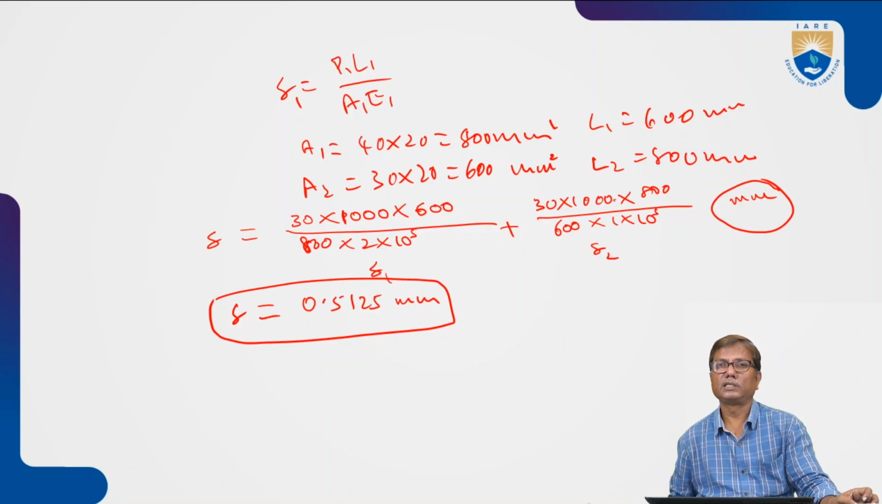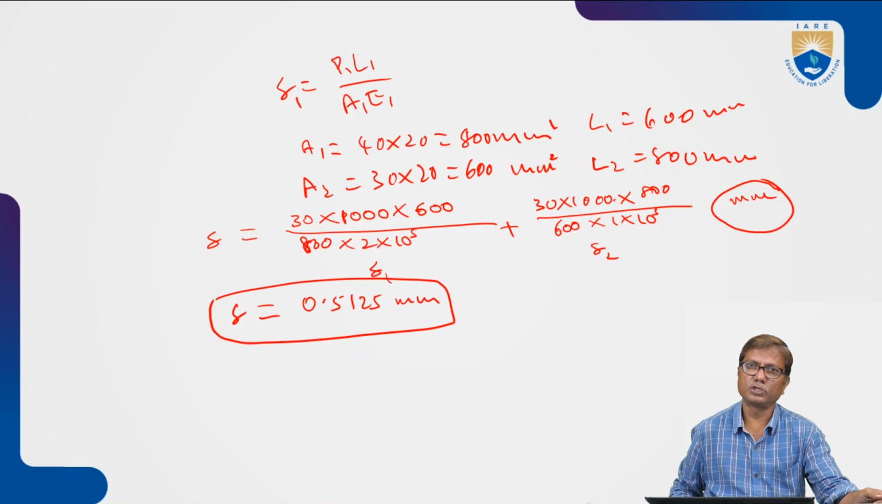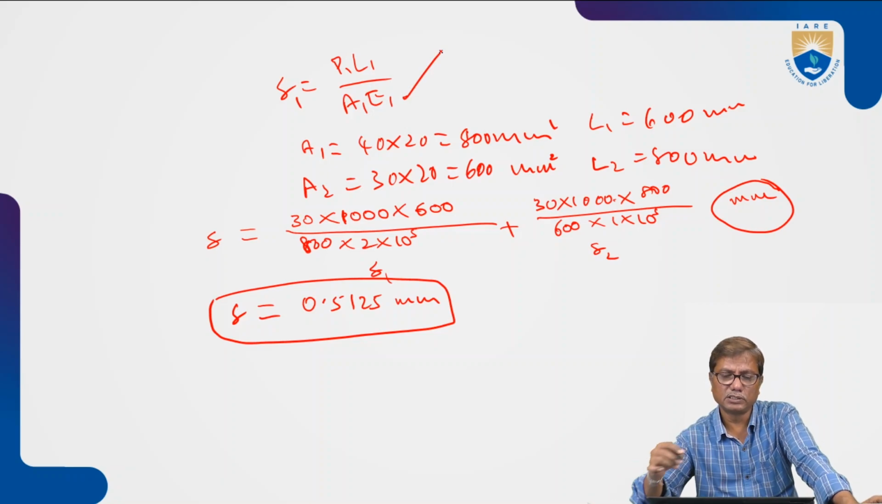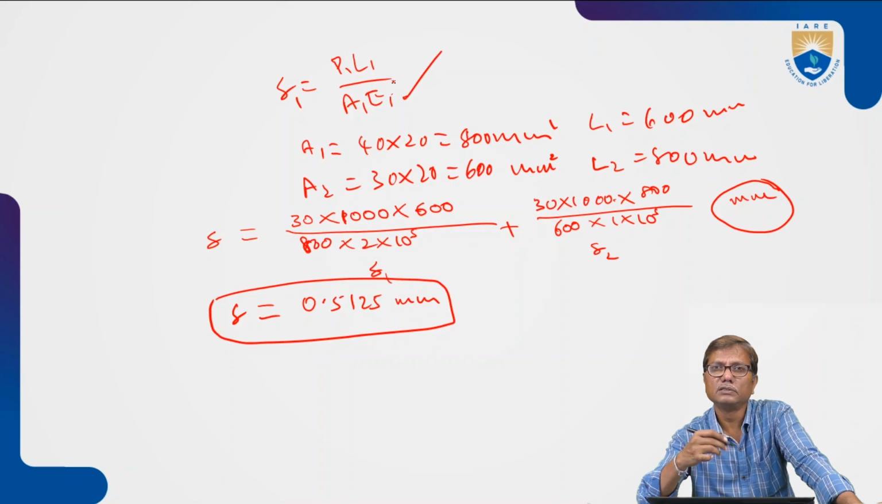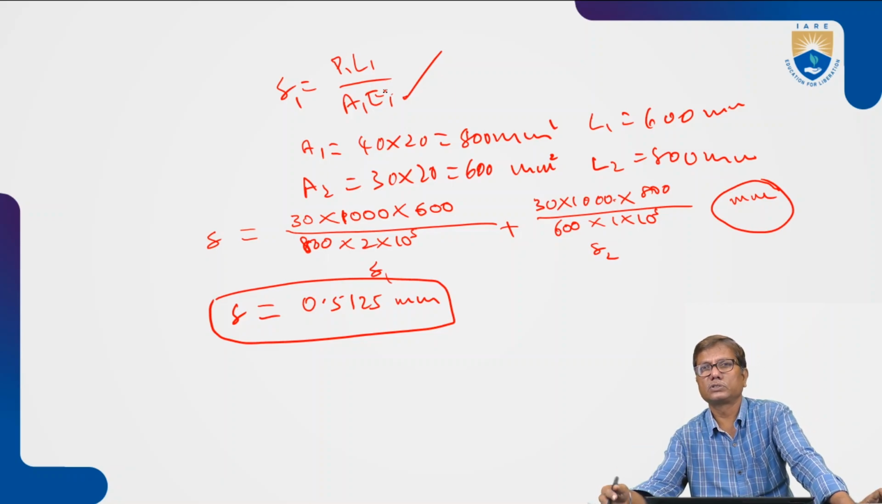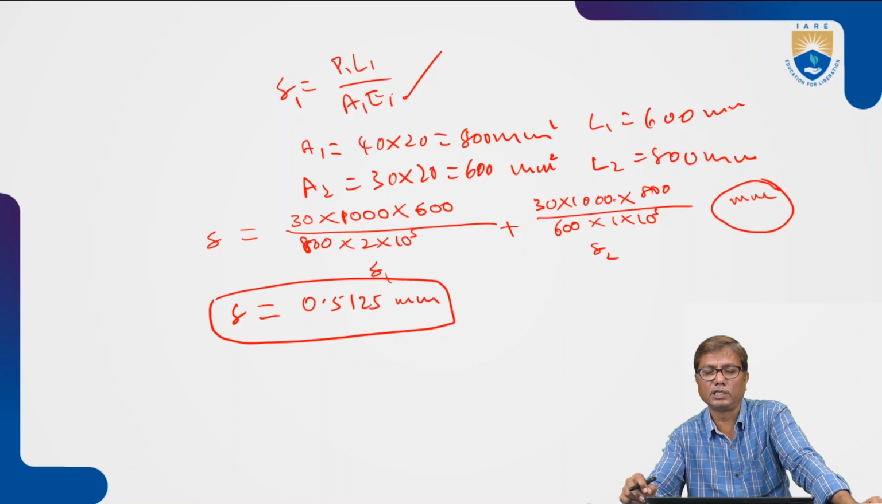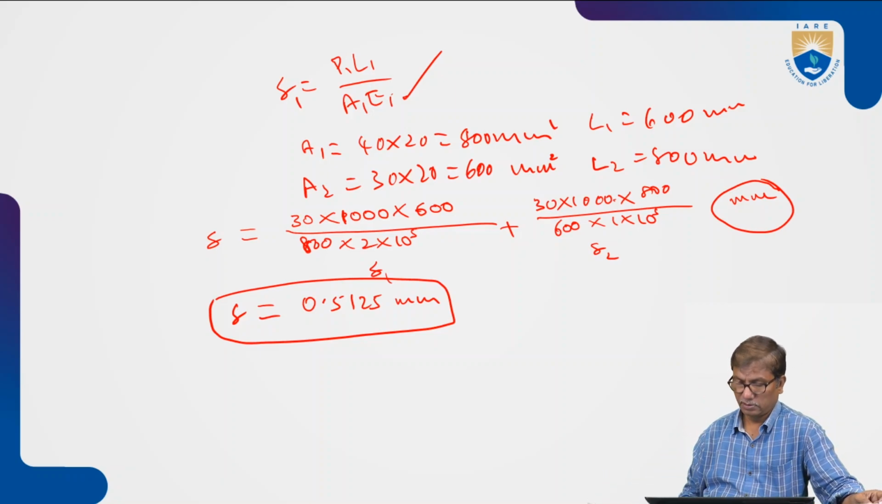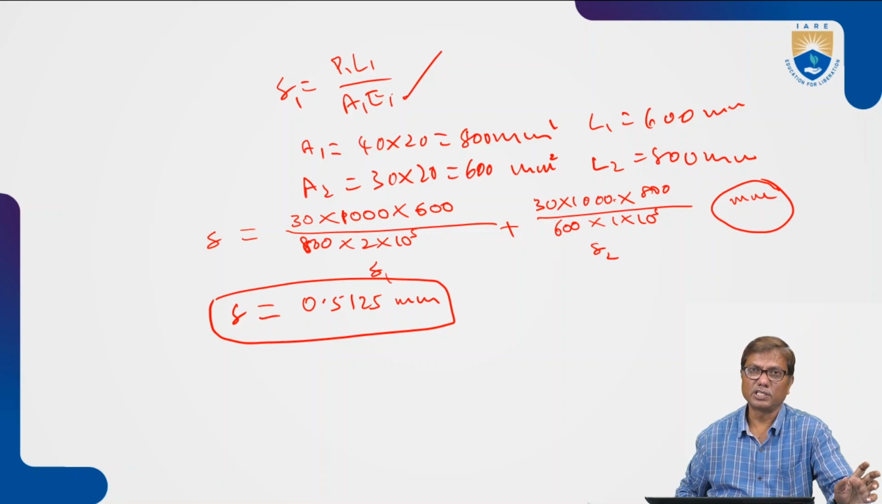So when material is different for different portions, then we will use this expression. Previously, in previous example, we have taken E same for all the members because the material is same, but here the material is different, so we use the corresponding Young's modulus value, E1, E2 and so on. The basic equation is set.